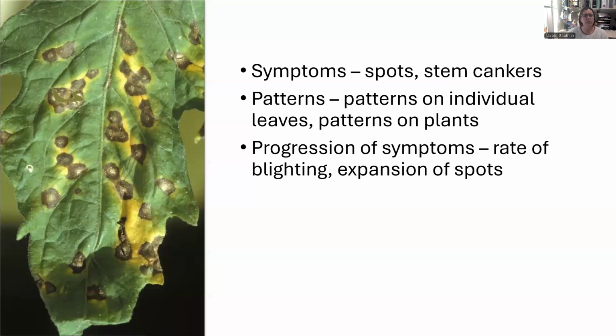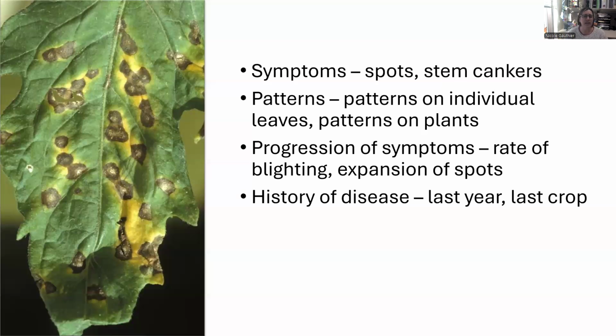Next, you're going to look at the progression of symptoms. So what is the rate of blighting? How quickly is it blighting? Not just the expansion of the individual spots, for example, but how fast from the time you see those early symptoms until the time you see the blighting symptoms. That's going to tell us a lot about what kind of disease might be there, and what if in fact there might be multiple causes at once.